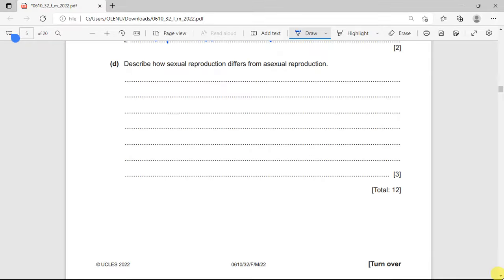So the next question is, describe how sexual reproduction differs from asexual reproduction. So simple. Sexual reproduction requires 2 parents, while asexual is just a single parent. Another point is sexual reproduction has to do with gametes. Gametes are involved.